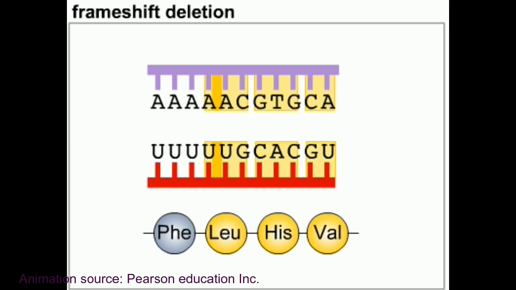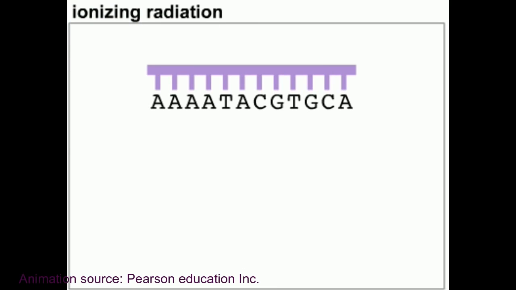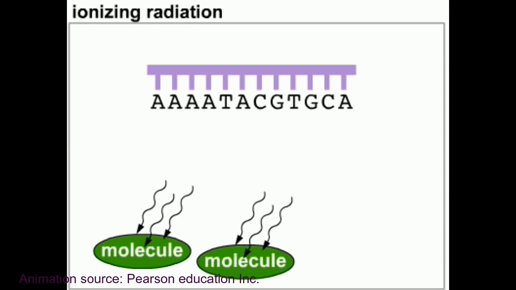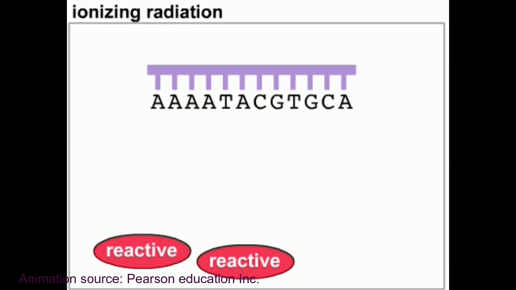Now as we have learned about the different mechanisms to repair DNA, let's look at the different harmful effects that cause mutations in the first place. For example, let's first talk about ionizing radiation. Ionizing radiation such as X-rays and gamma rays can cause some of the molecules within the cell to lose electrons, becoming highly reactive ions and free radicals.